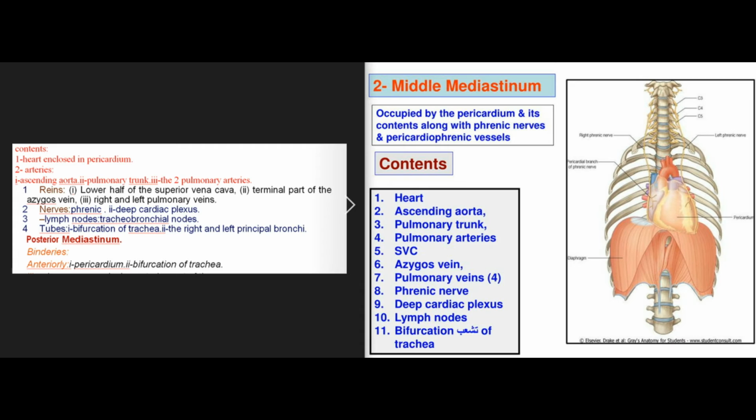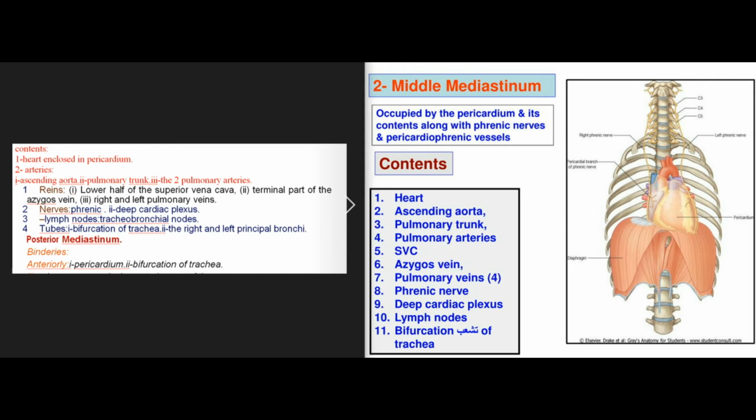Contents: 1. heart enclosed in pericardium. 2. Arteries: 1. ascending aorta; 2. pulmonary trunk; 3. the two pulmonary arteries. 3. Veins: 1. lower half of the superior vena cava; 2. terminal part of the azygos vein; 3. right and left pulmonary veins. 4. Nerves: phrenic; deep cardiac plexus. 5. Lymph nodes: tracheobronchial nodes. 6. Tubes: 1. bifurcation of trachea; 2. the right and left principal bronchi.